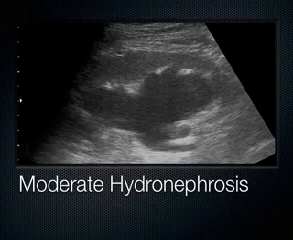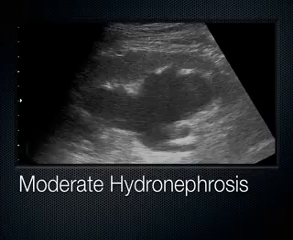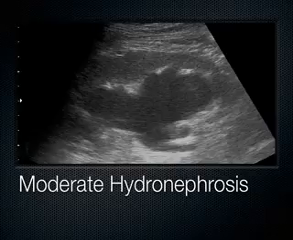This is what happens when we get a lot of hydronephrosis backing up in the kidney. Our cortex is starting to go away, and all those finger-like projections are now coalescing to one large hypo or anechoic area here seen in the pelvis of the kidney. And that's more like moderate hydronephrosis.